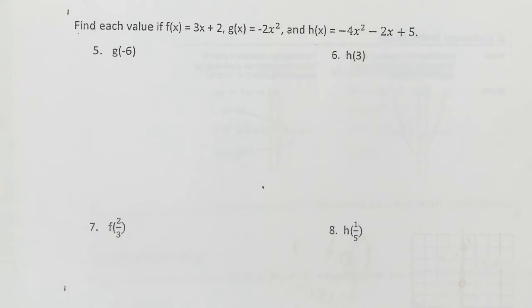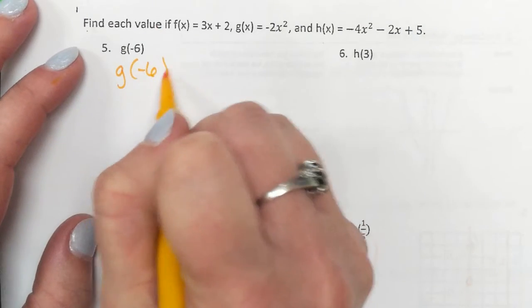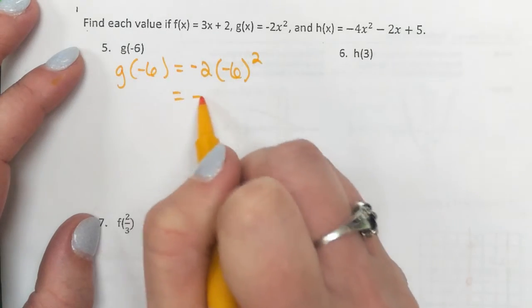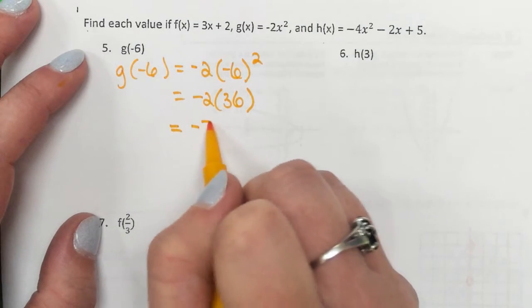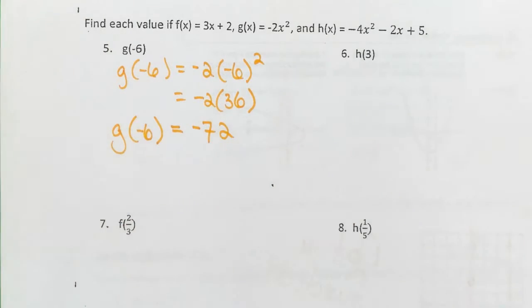All right, what you got here? All right, y'all get negative 72 on the first one? All right, watch. You got to use order of operations. You have to square before you can multiply. Then you multiply and you get negative 72. Y'all okay so far?